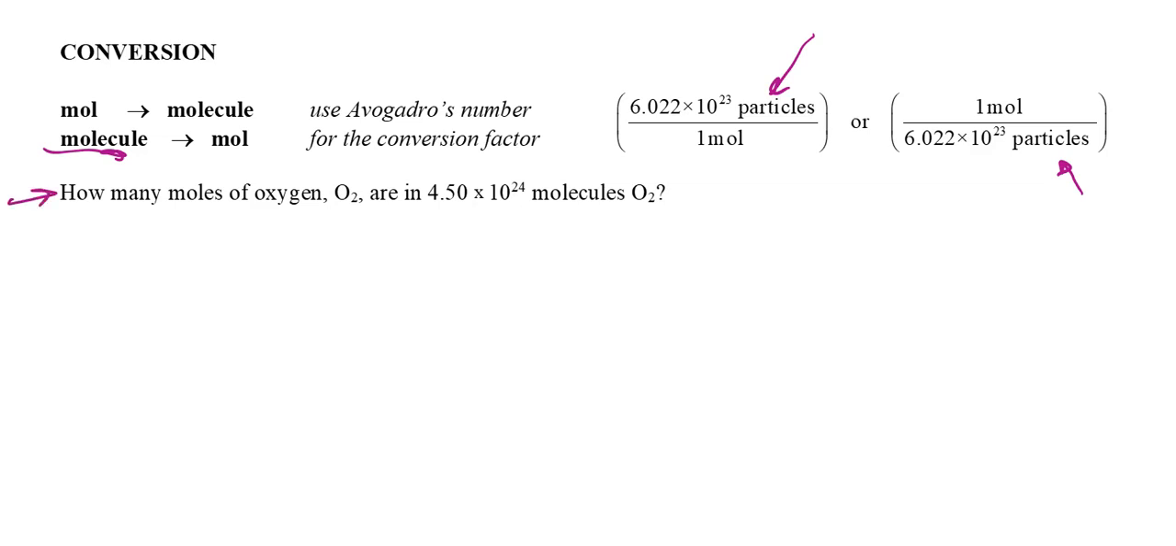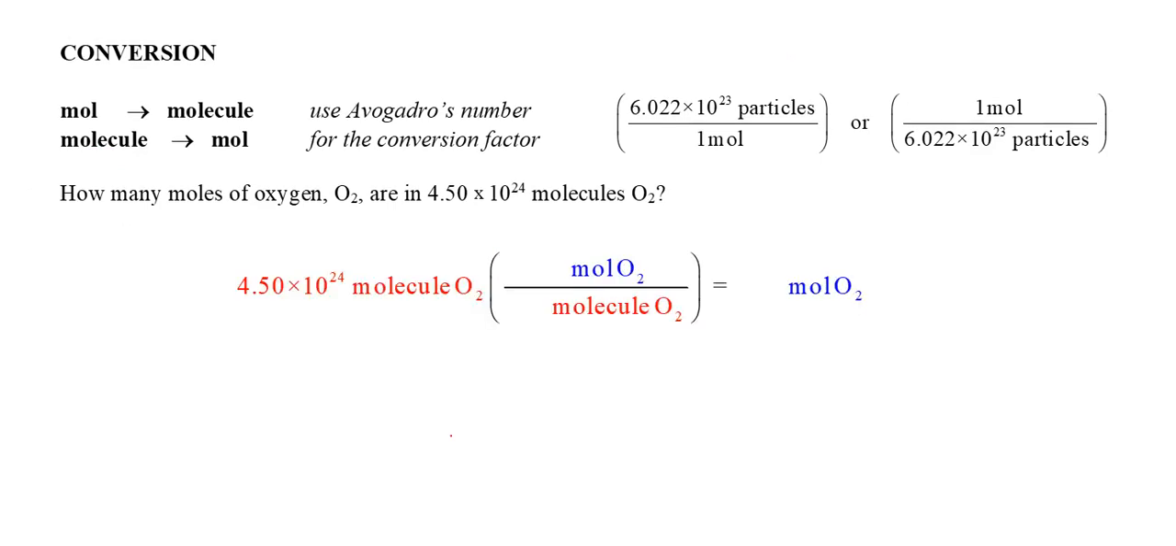Like down here, I have molecules of O2. So you know you're converting molecules of O2 to moles of oxygen. Okay? So that's going to be our given. That's our wanted. So let's sketch out the equation. All right. Molecules goes to the left. That's the given. It's going to go down below so we can cancel it. Set up your equal sign. Mole goes on top.